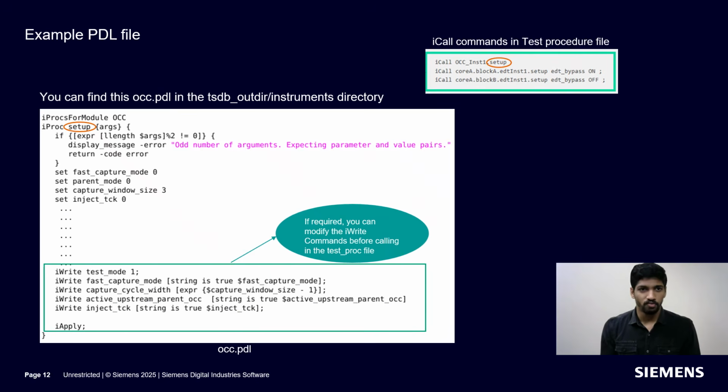This is an example of a PDL file for the OCC instrument. When you insert any instrument in the network using the process DFT specification, you can view their PDL files in the instruments directory, which is under the Tessent Shell database output directory. Here setup is the name of the iproc. So when you icall the setup proc of the OCC instance in the test procedure file, as we have seen in the previous slide, the tool configures all the IRATs for this block. So here setup is the iproc name, and this is registered against the instrument OCC.